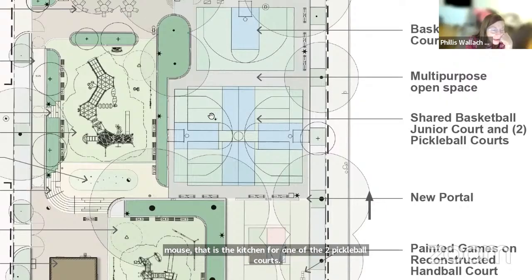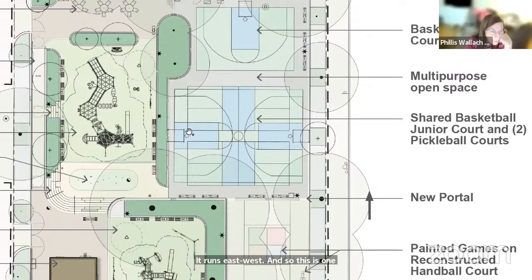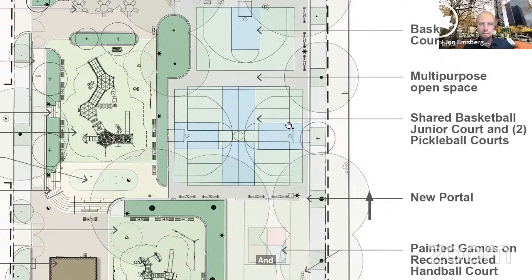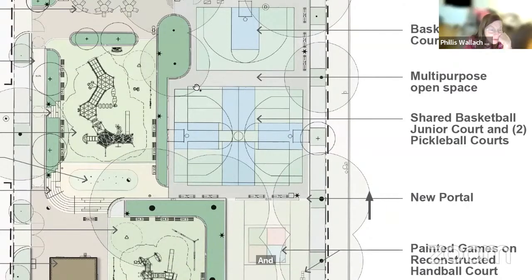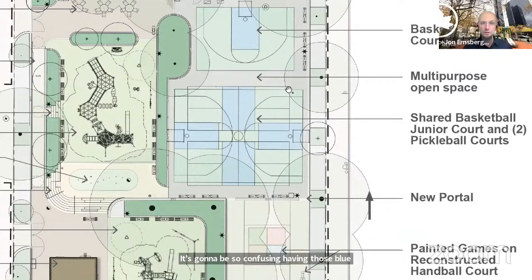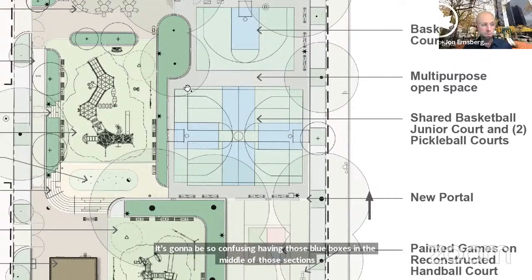Okay, and the sidelines for that pickleball court? So this is one sideline, and then up here that is another blue sideline. That area is going to throw everybody off there. It's going to be so confusing having those blue boxes in the middle of those sections. Okay, so right now the lines are not shown, but they'll be totally different colors as well.